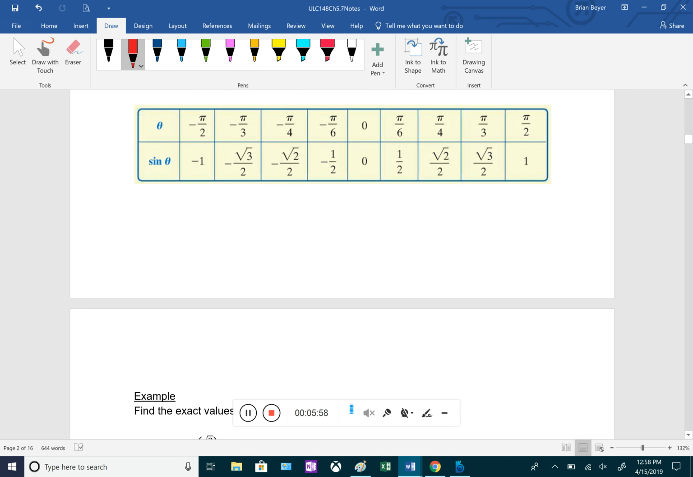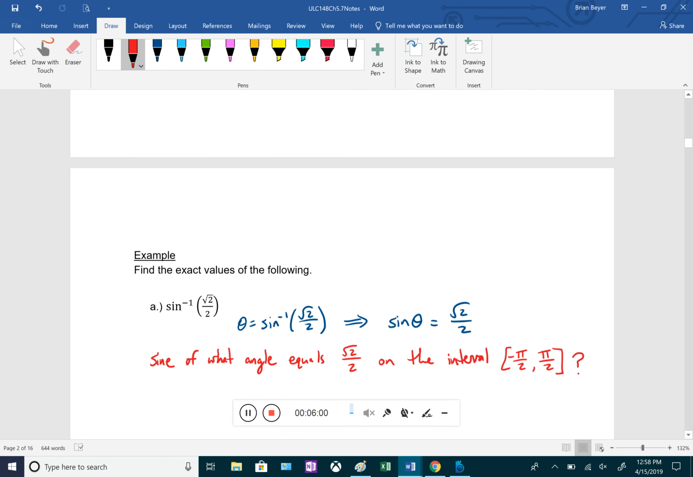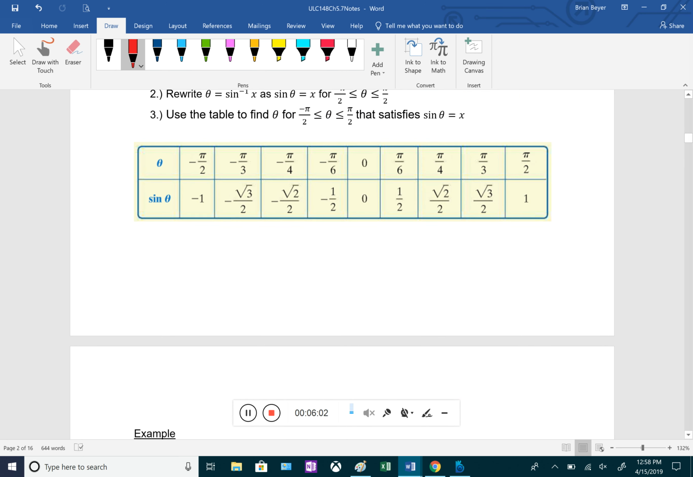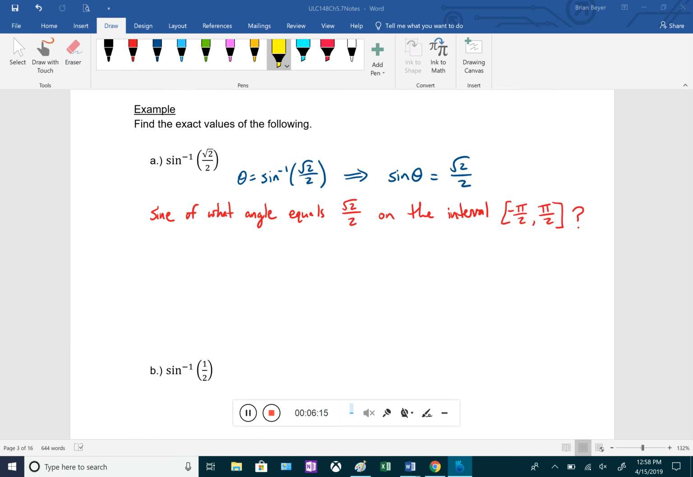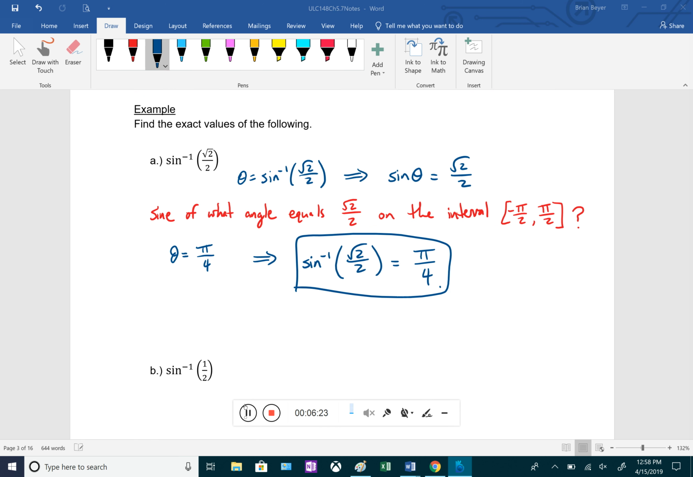Okay, but using this table for now, it's radical 2 over 2, so we're seeing what value of theta gives us radical 2 over 2. So here's radical 2 over 2. The value of theta that gave us that was pi over 4. So that means theta equals pi over 4, and that also means that's what our answer is. So sine inverse of radical 2 over 2 equals pi over 4.